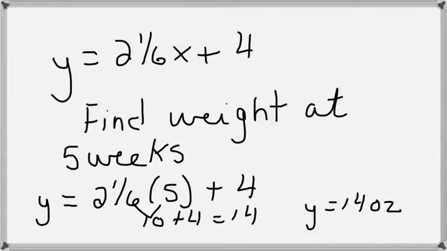So since I'm given the number of weeks, which is the x, I put the 5 right here. And remember, this means to multiply. So I have to do 2 and 1/6 times 5 plus 4. And that's going to give me 14, which means that the average Chihuahua at 5 weeks old weighs about 14 ounces, or 1 pound and 2 ounces. And make sure that you show how you substituted the 5 in here for the weeks, and got your answer.